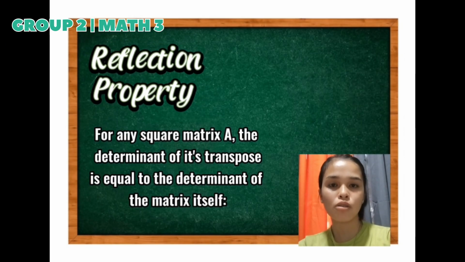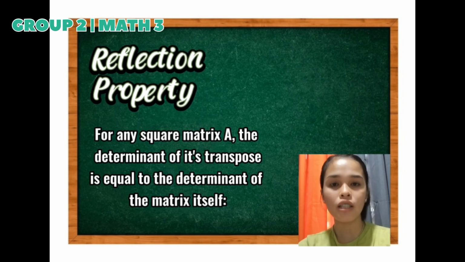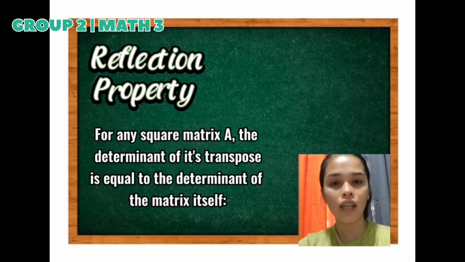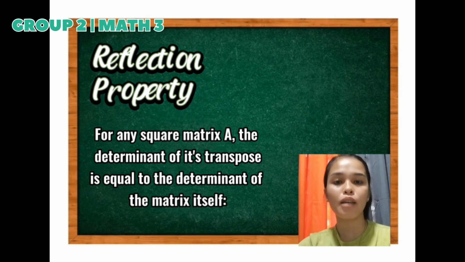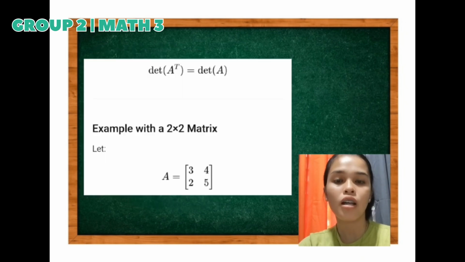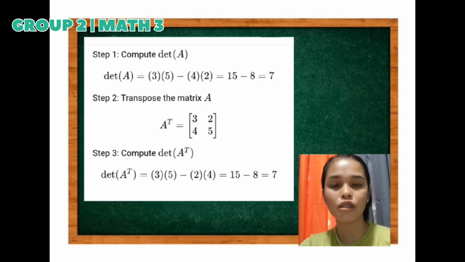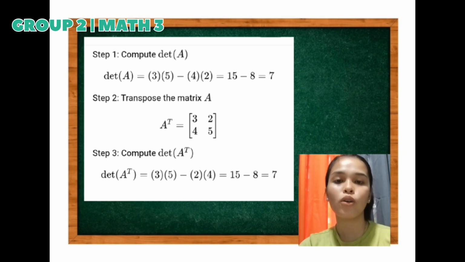Properties of determinants. First, we have the reflection property. For any square matrix A, the determinant of its transpose is the same as the determinant of the original matrix. So, determinant A transpose is equal to determinant A. Here we have a 2 by 2 matrix example, A equals 3, 4, 2, and 5. First, we must compute the determinant A, which is 3 times 5 minus 4 times 2, equals 15 minus 8, equals 7.